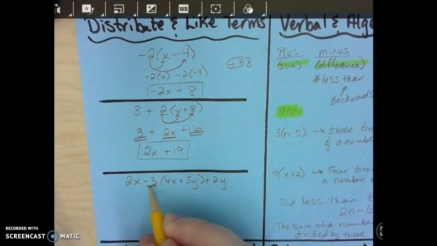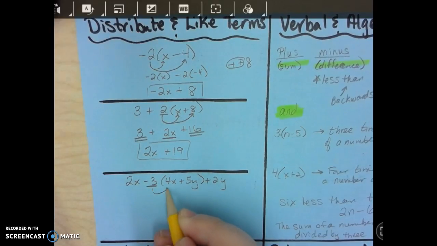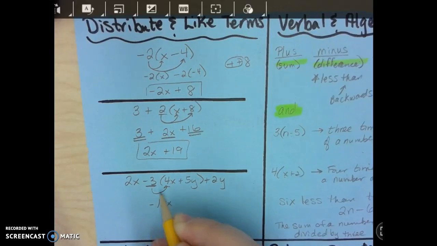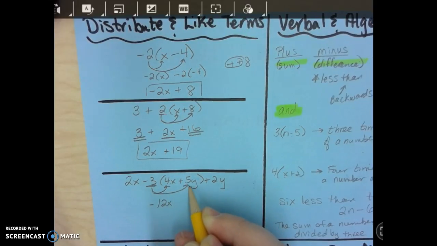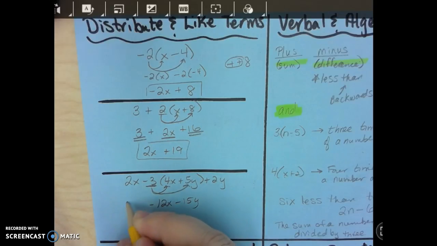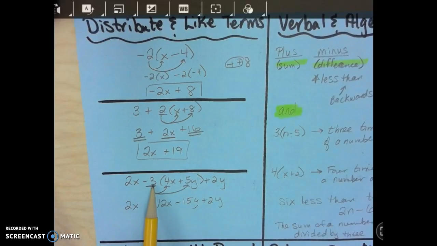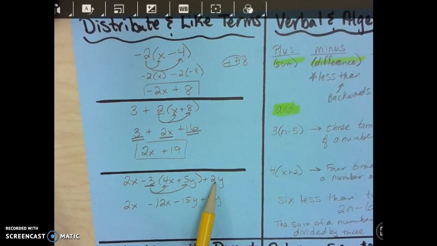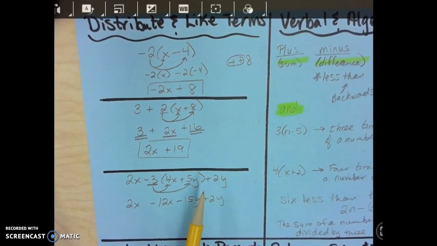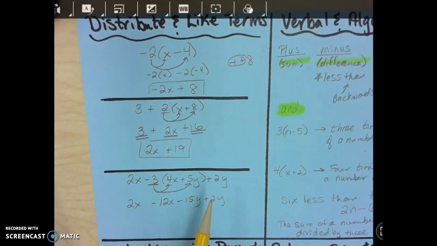So I distribute this first, and now this is a -3. So -3 times a positive 4x is a -12x. -3 times a positive 5 is a -15y. And then what I do is the outside stuff, I bring it down. Don't multiply this 3 by this 2y. This 2y is not inside the parentheses, so it does not get distributed.